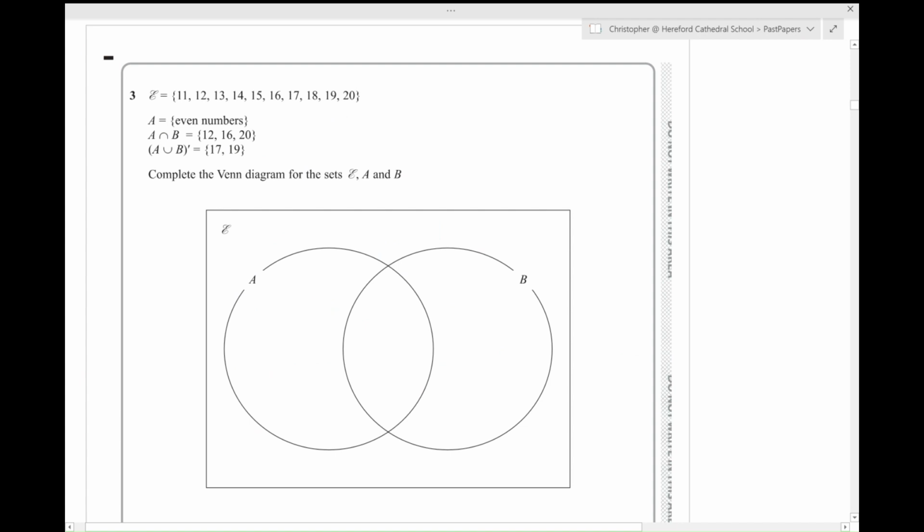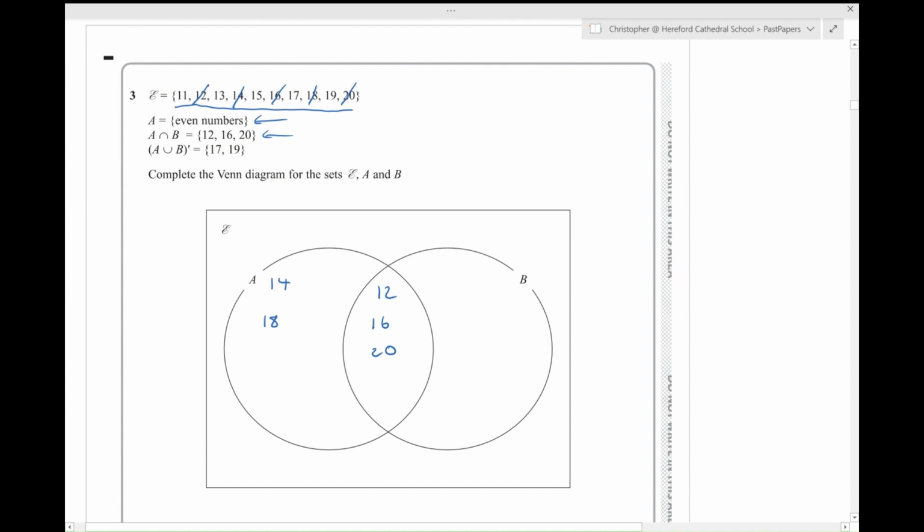Number 3. Now I know that all the numbers from 11 to 20 have got to fit into my diagram somewhere. I know that all the even numbers are going to be within circle A. I know that A intersection B is 12, 16 and 20. I'll put that in now, 12, 16 and 20. Oh, wait a minute, because A is all the even numbers, then I know that all the remaining even numbers must be just in A. So not 12, because I've done that already. 14, not 16, because I've done that already. 18, and not 20, because I've done that already.